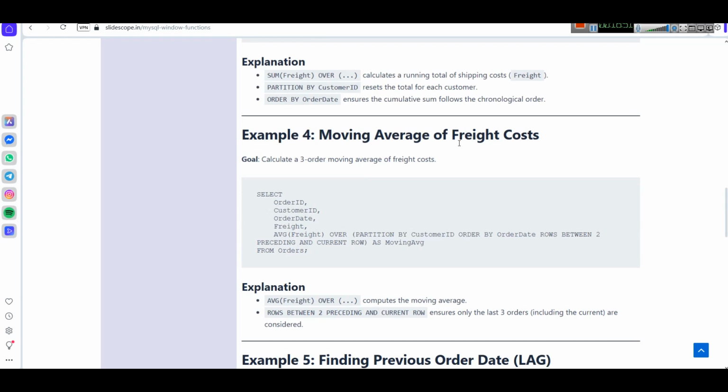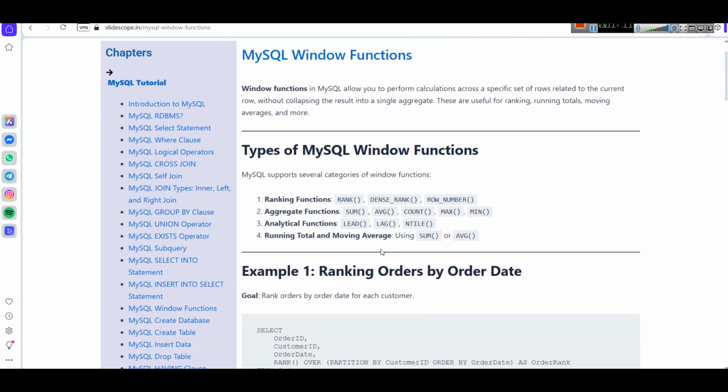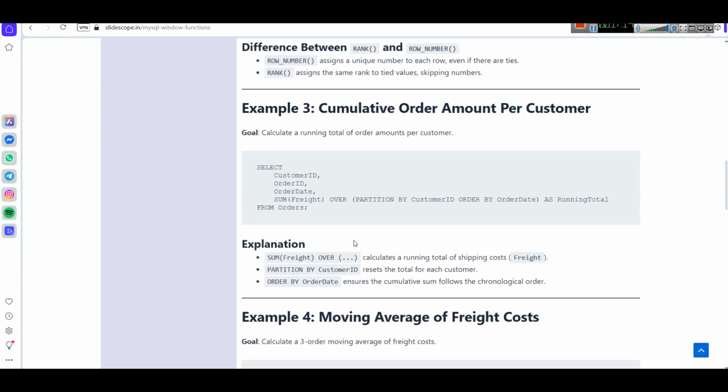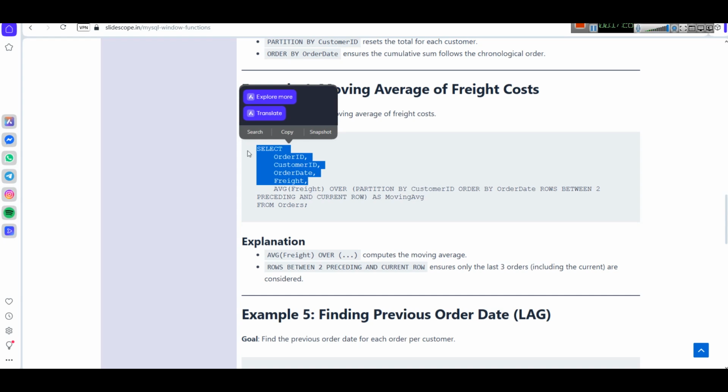Another question that can be asked in this type of chapter is moving average. Find the moving average. Calculate a 3-order moving average of freight cost. So what will that be? When moving average is asked, you will use the average function. Select order ID, customer ID, order date, and freight. So this much is a simple selection.